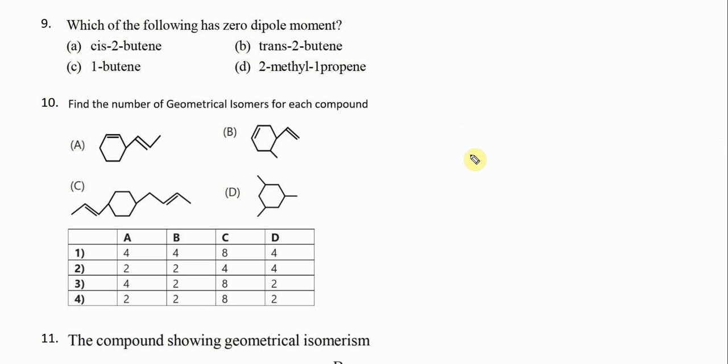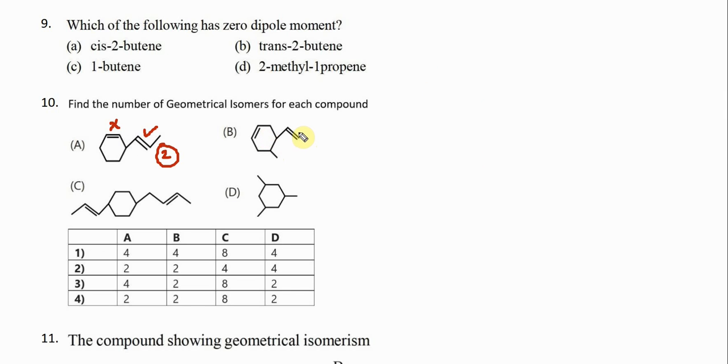Moving on, find the number of geometrical isomers for each compound. All we have to do is first look into how many are possible. If you take this molecule, how many double bonds are there? Two. Can it show cis-trans? No, because to have cis-trans, the ring double bond should be at least in an 8-membered ring. So this cannot show geometrical isomerism, only this can show. So 2. Same over here.